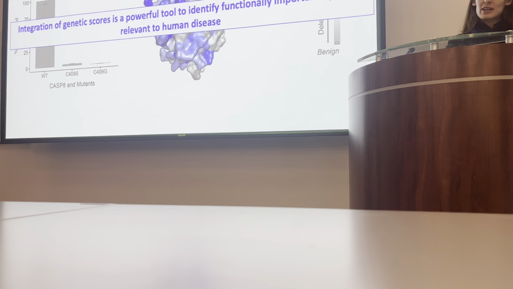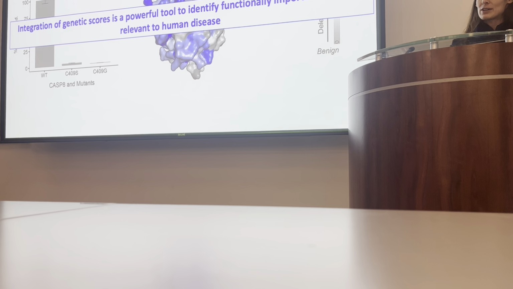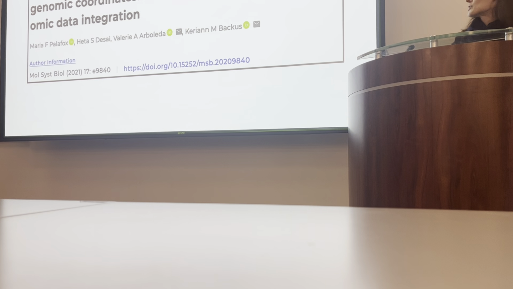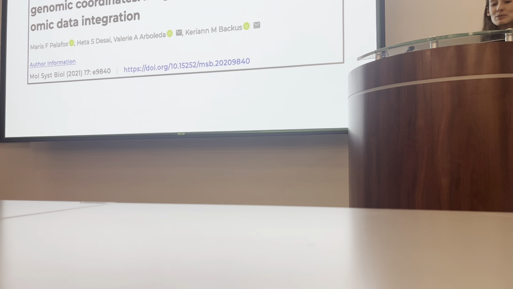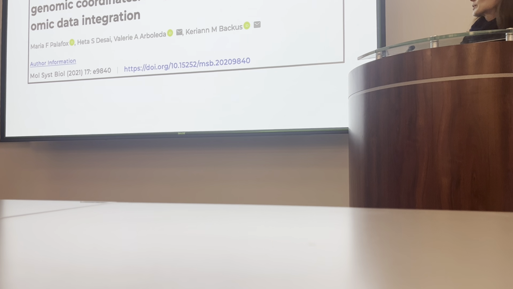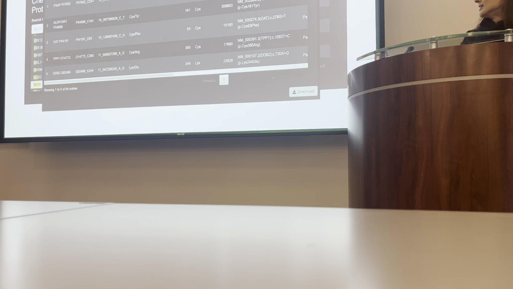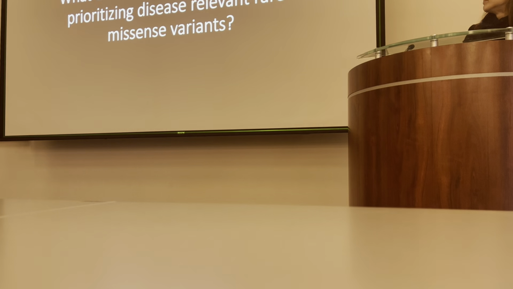So this proves that integration of genetic scores is a powerful tool to identify functionally important detected residues relevant to human disease. You can check out more results like this and more discussion on mapping and tips for mapping in our published work. And there's also a companion Shiny app to view the results.